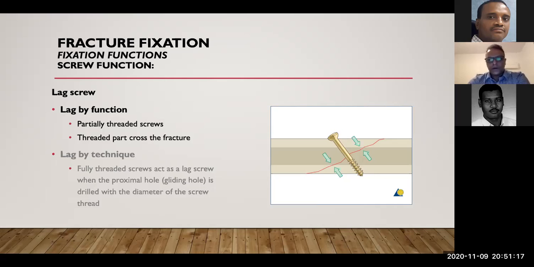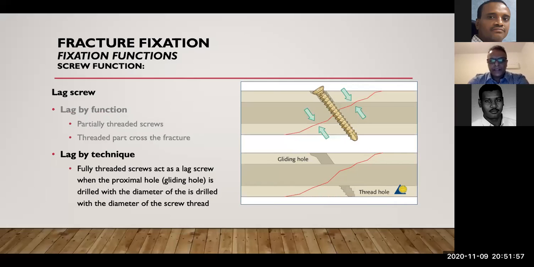So we come now to the lag screw. It's very important. It's something we use every day in our practice, and it's very important to understand its function, or how you can achieve this function. So there are lag screws by function, and there are lag screws by technique. If you want to lag a fracture, you need a lag screw, which is designed to be a lag screw, and this is a partial threaded screw. Then you have the thread in the far cortex, so we achieve compression.